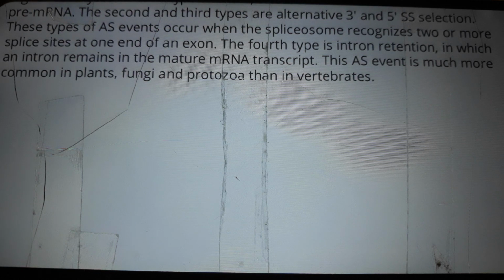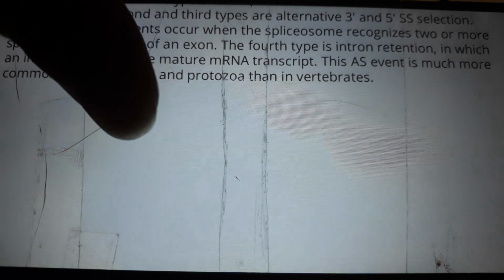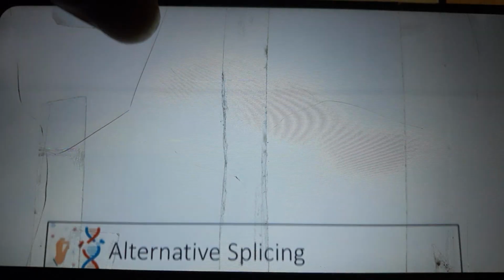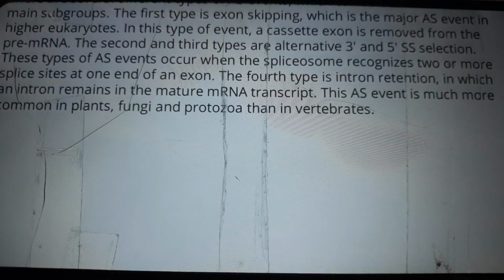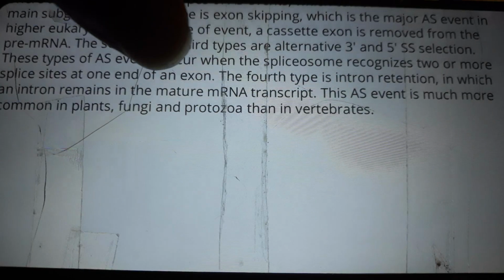This AS event is much more common in plants, fungi, and protozoa than in vertebrates. Alternative splicing, intron retention, in which an intron remains in the mature mRNA transcript, is more common in plants, fungi, and protozoa than in vertebrates.